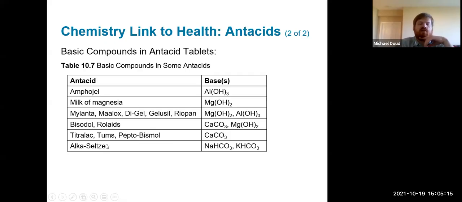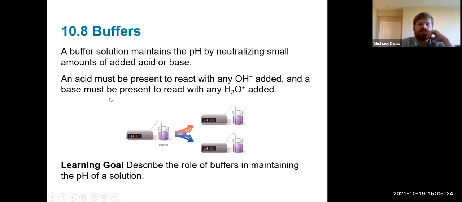Alka-Seltzer is really nice too. I don't know, that's an old one, but I remember when I used to get really bad headaches on Sunday mornings, I would take an Alka-Seltzer and I'd feel better.